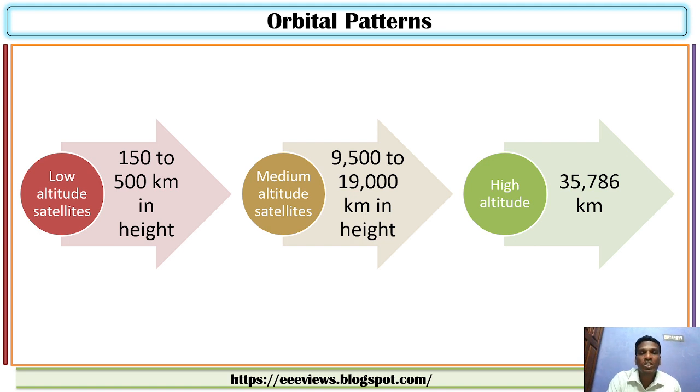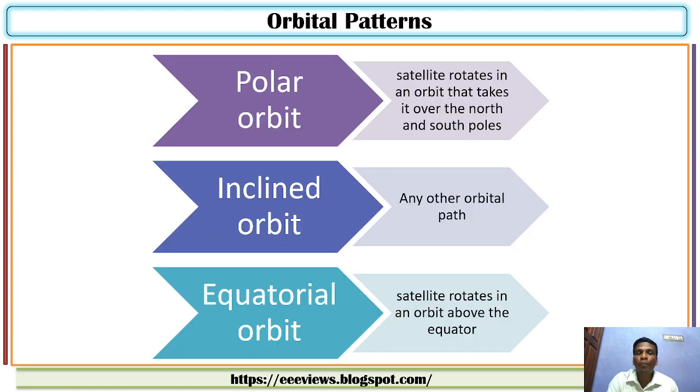Where the satellite is placed. Not only will we be placing the satellite, but also how the satellite is revolving. Based on the orbital pattern, we are also classifying the satellite. So if the satellite is placed in the equator, it is an equatorial orbit.